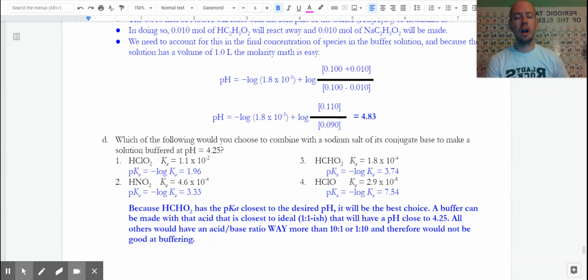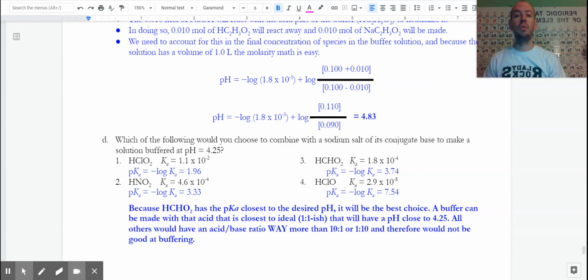D is a lot more common version of any of these buffer questions than A, B, or C. We are given a whole bunch of acids, and remember, they would have to be with their conjugate base, the sodium salt conjugate base, super important, or else it's not a buffer, to make a buffer at this pH. So if I had any of these and I just dropped them in water, remember, they're acids, and even though they're weak, the pH would be low.